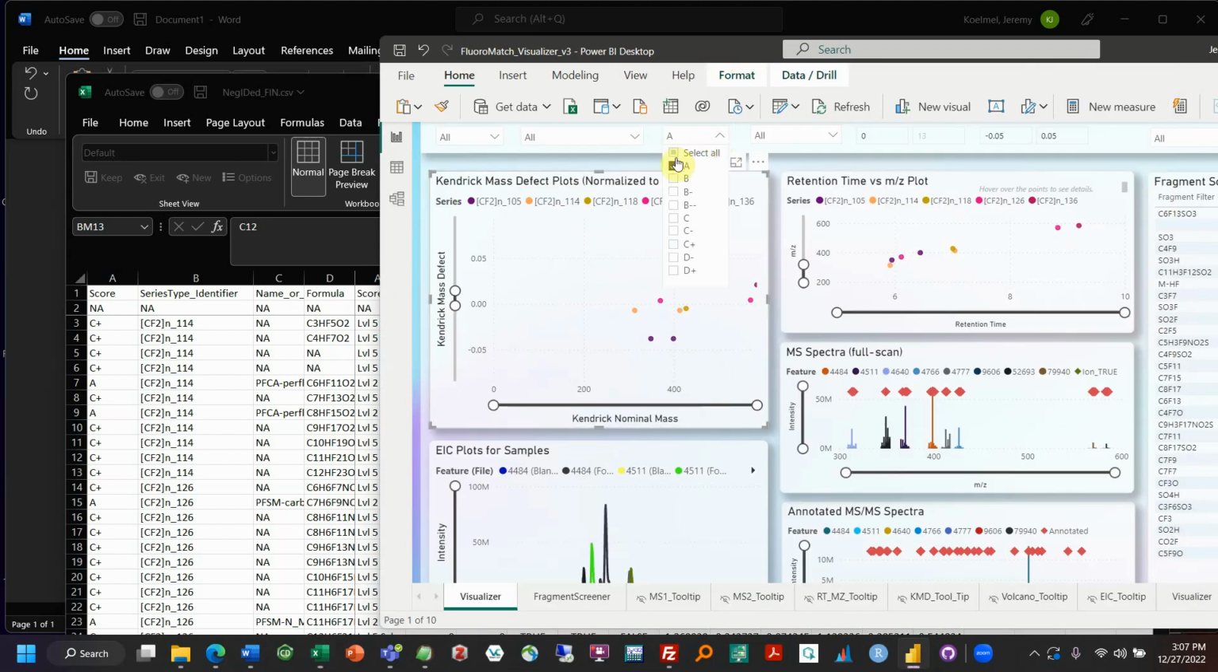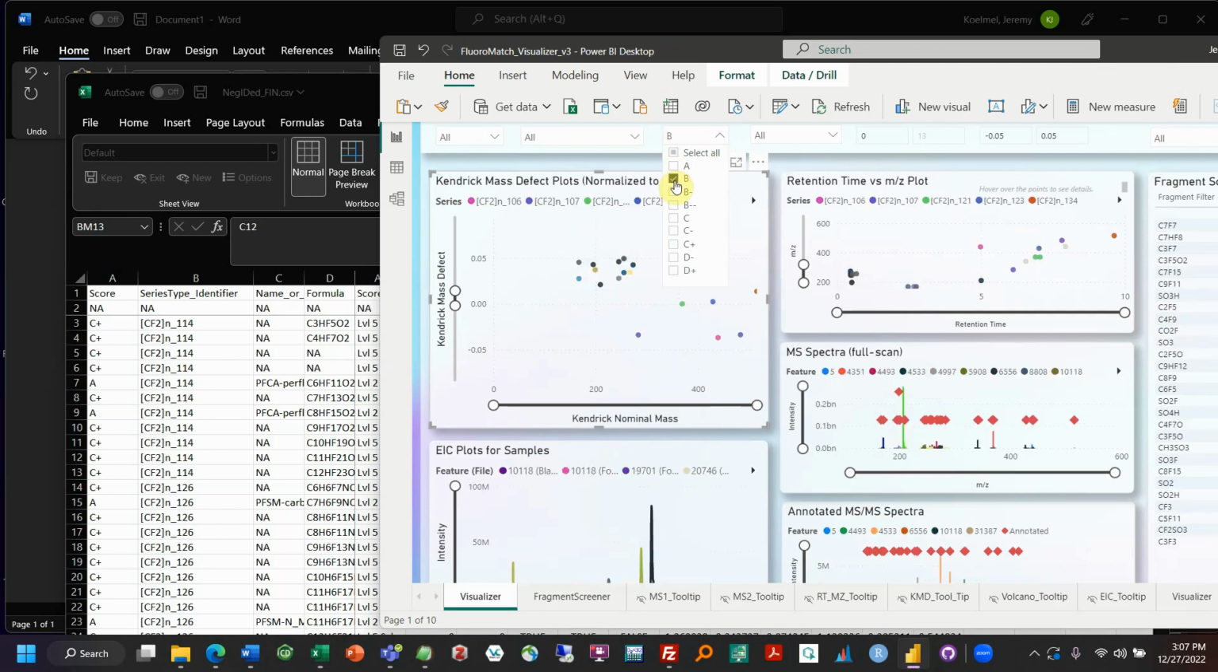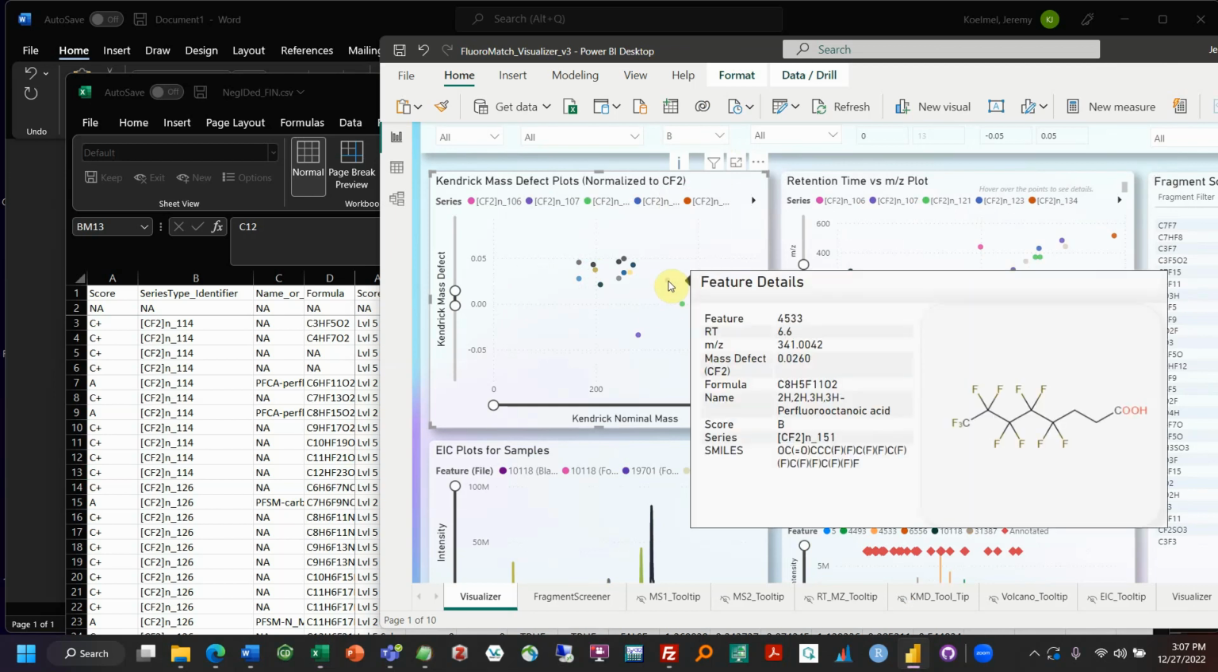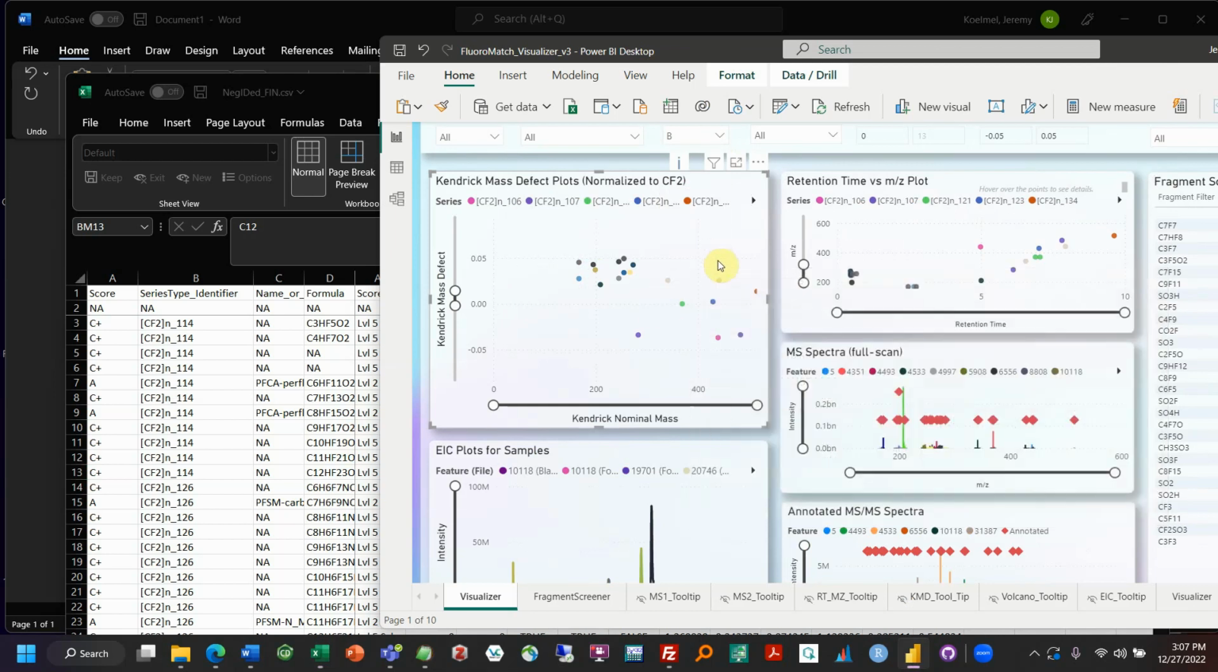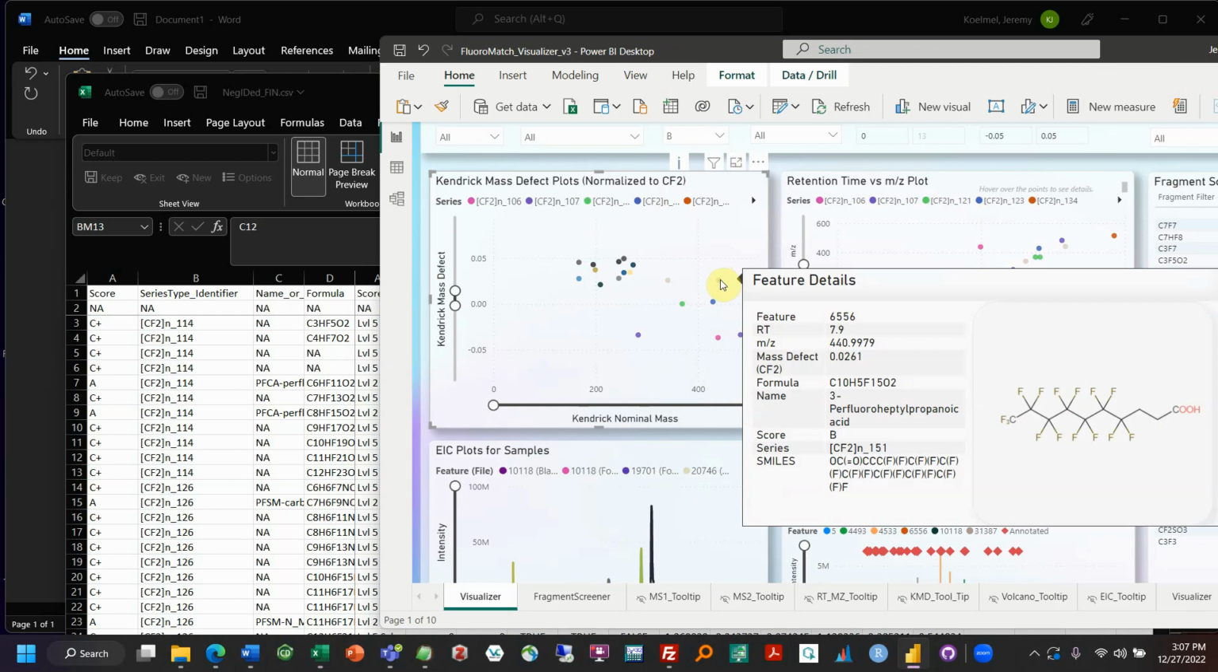And then you can do the same thing looking at Bs. Generally, Bs and B pluses are much more accurate than B minuses, which don't form series, and B minus, which might not have fluorine or common fluorine related fragments. So here's some Bs. We can see some things that already have series. So this is a fluorotelomer carboxylic acid, and we can do the same process here.